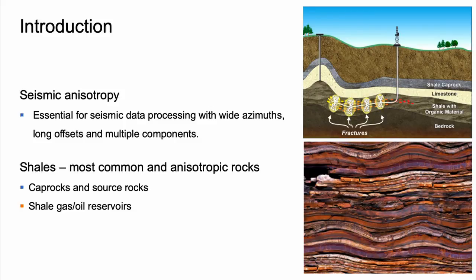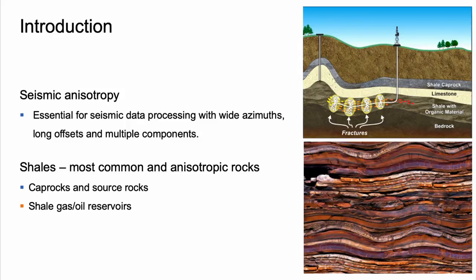Why do we care? Why do you want to estimate shale anisotropy? Anisotropy is really essential for seismic processing with wide azimuth, long offsets, and multi-components, and it affects just about everything we do in terms of trying to image things, from microseismics, locating where the events are, to estimating the rock properties of the shales. The anisotropy plays a big part of it.